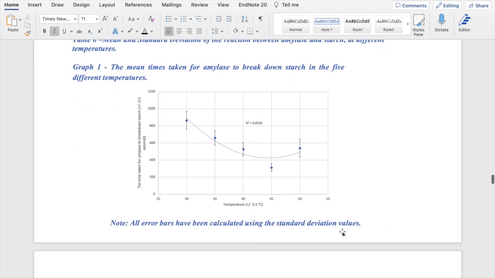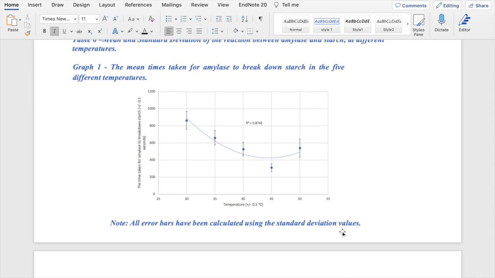Then I put the mean times for amylase to break down starch in the 5 different temperatures in a graph, because graphs are pretty and make you look smart. Note here, all error bars have been calculated using the standard deviation. Yes, you do need to have error bars if you have a line graph like mine. It is very important to have error bars, because it shows that you're going above the IB biology syllabus and taking it a step forward. So if you are looking for those top level 7 marks, then you do need to have error bars, and conduct a t-test and all those things.